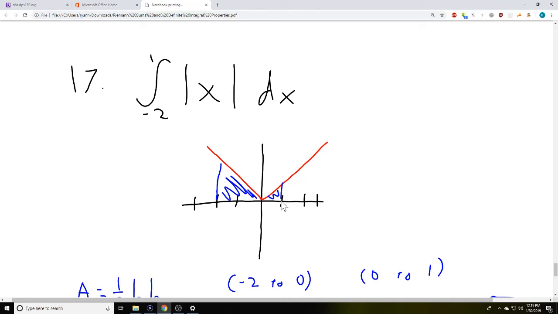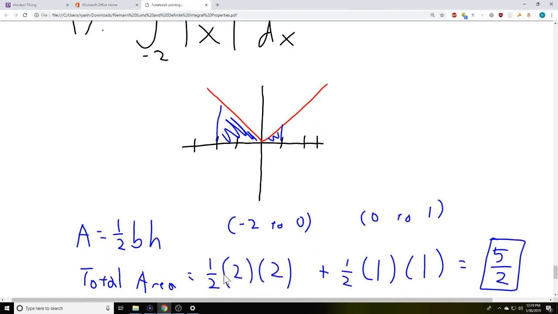Because we got two different triangles, we can just take those two triangles' areas and add them together. So for this one, the base is 2, and the height is 2, because that's the y value at -2. Absolute value of -2 is +2. So we got 1/2 base times height. So this ends up being half of 4 is 2, plus half of 1 is 1/2. So 2.5 is going to be 5/2.